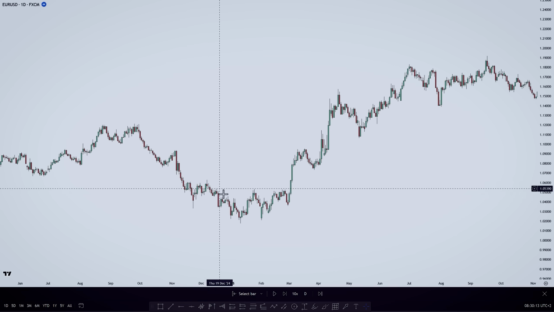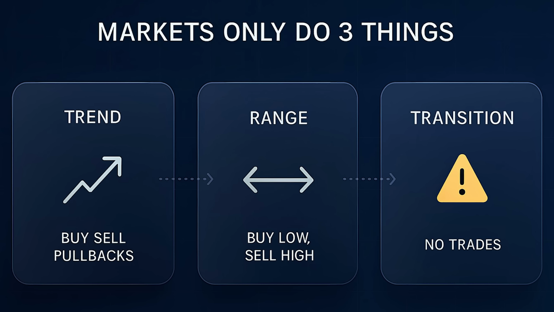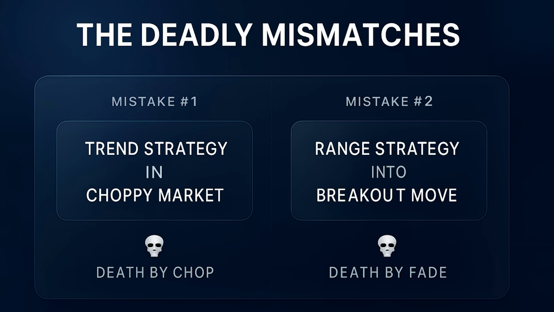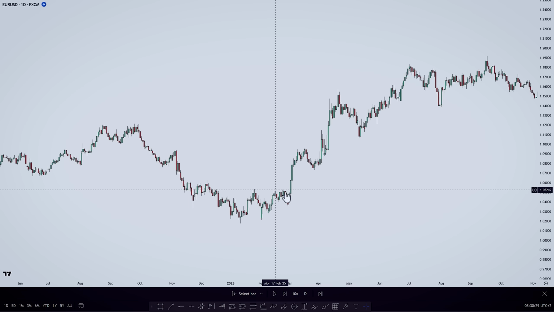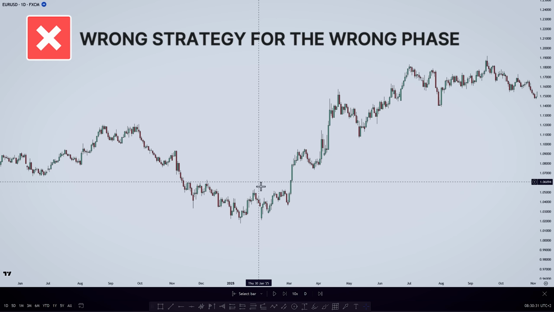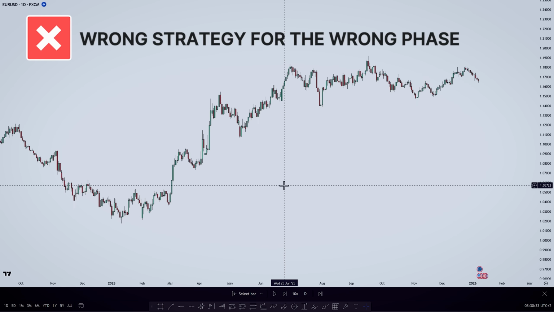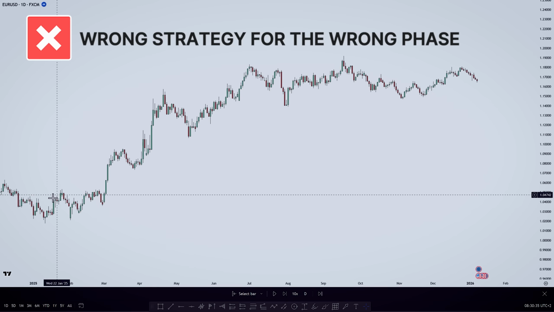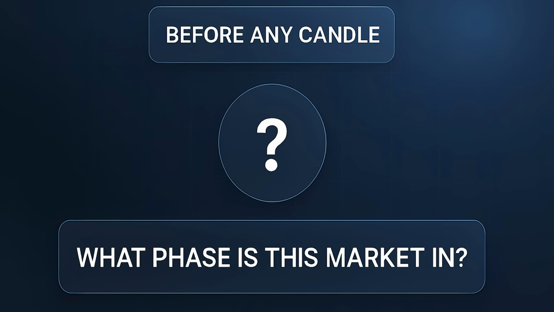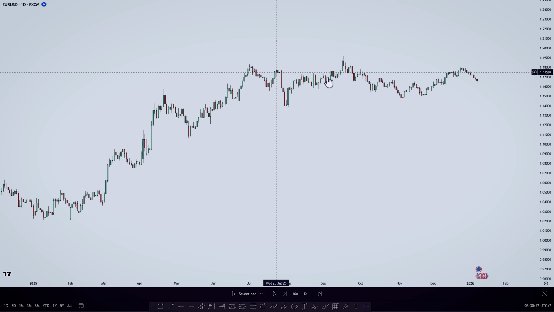The market is tightening. It's not trending yet. It's not ranging anymore. It's deciding. Most traders get destroyed here. They use a trend strategy in a choppy market, or a range strategy right before the breakout. 80% of trading losses come from using the wrong playbook for the wrong phase. Before you look at a single candle, ask this: what phase is this market in? That's your edge before the trade even starts.